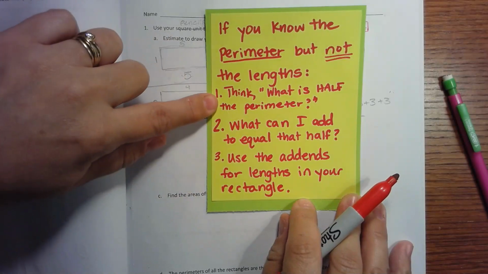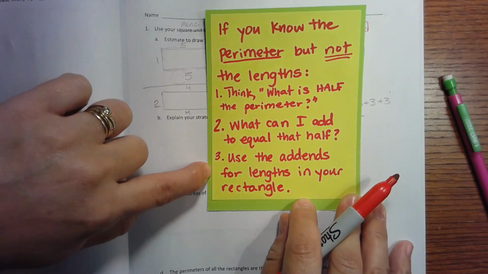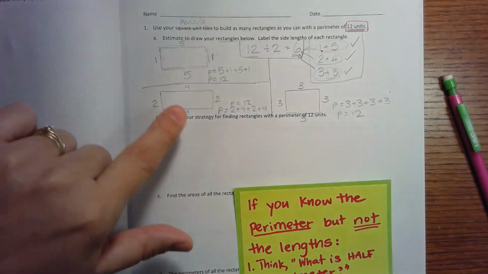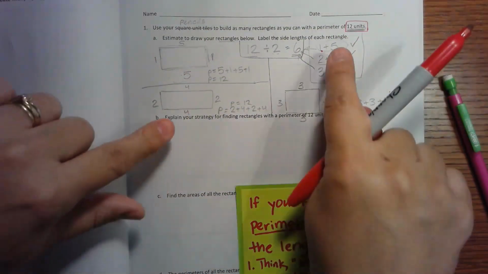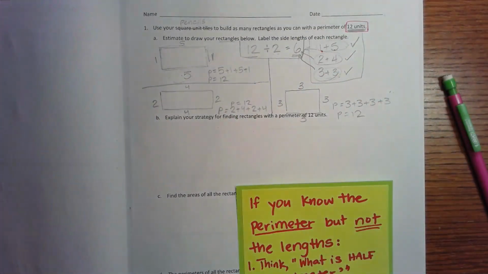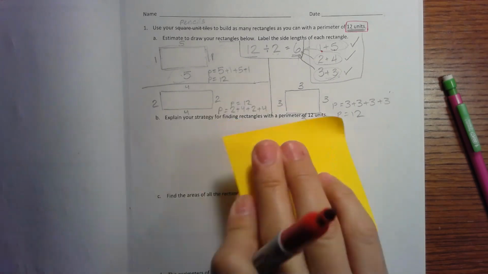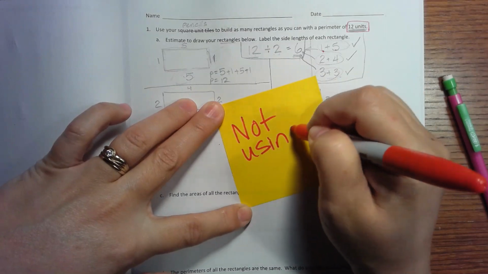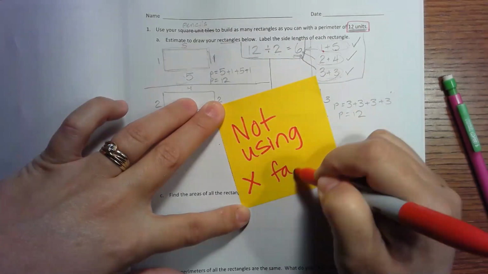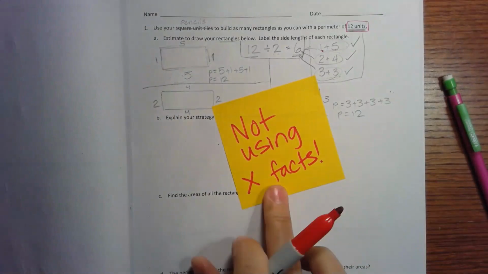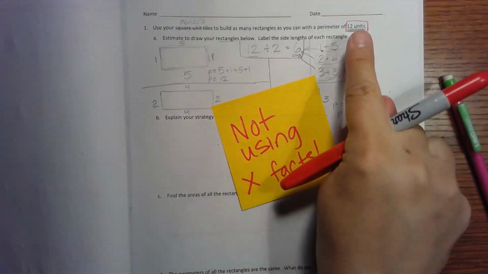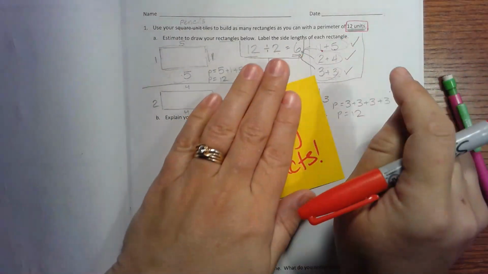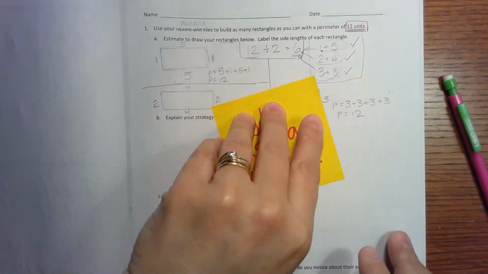It really is a sequence of things you do. It's not a guess. You don't have to guess. And I guess the really big thing that I want you to realize, if they give you the perimeter, you are not using multiplication facts. You are not using multiplication facts if they give you the perimeter. You're actually using addition facts.